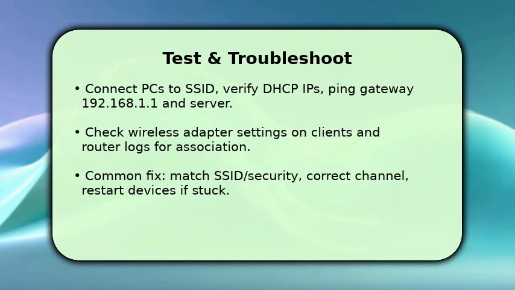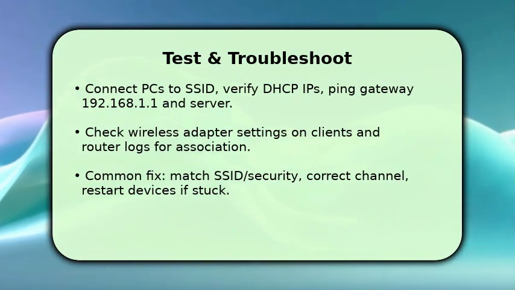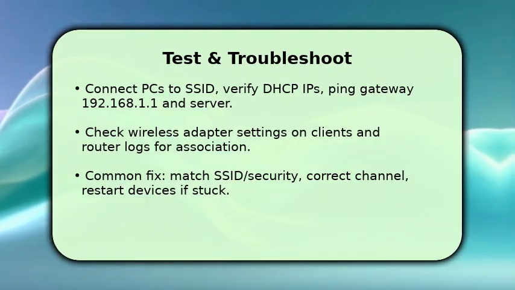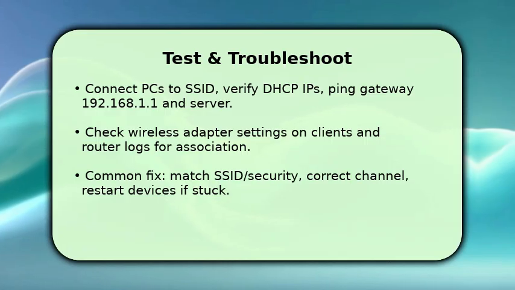Finish by connecting your client PCs to the new SSID and confirming they get DHCP addresses. Then ping the gateway and any internal server to validate end-to-end reachability.